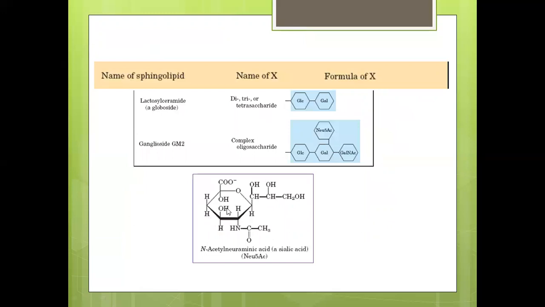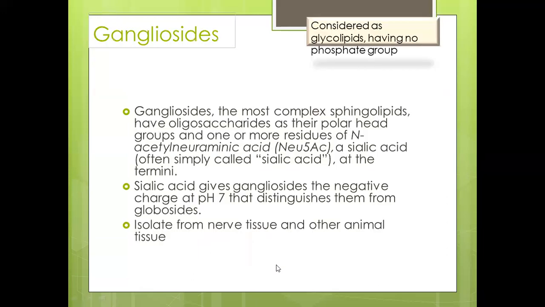Mura siya og sugar, no? But one of the mura siya glucose or mura siya og monosaccharide, not sa ring. One of the carbons, you have this structure. You have CH, is OH, and then you have here, and then you have your amide group here. You have here. This is your N-acetylneuraminic acid or the sialic acid. Sialic acid gives gangliosides the negative charge at pH that distinguishes them from globosides. And you can isolate these gangliosides from nerve tissue and other animal tissues.